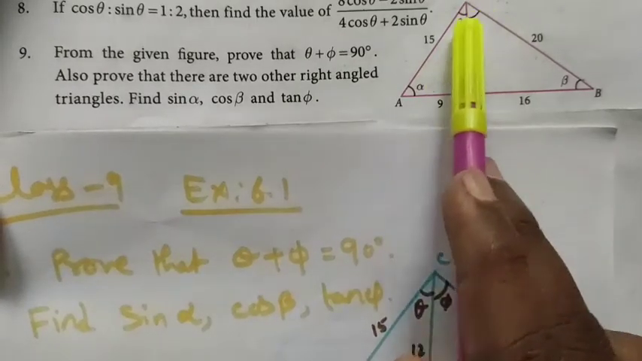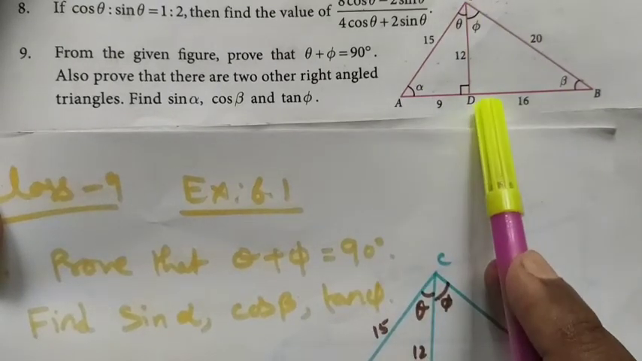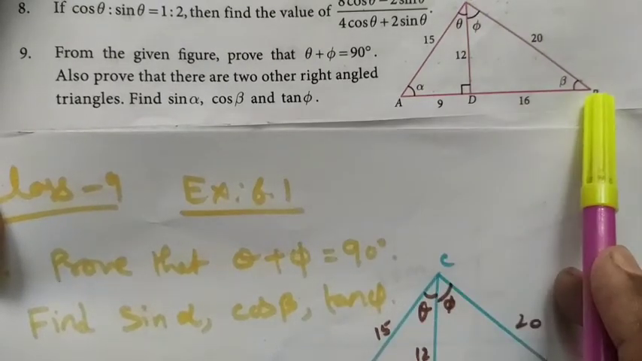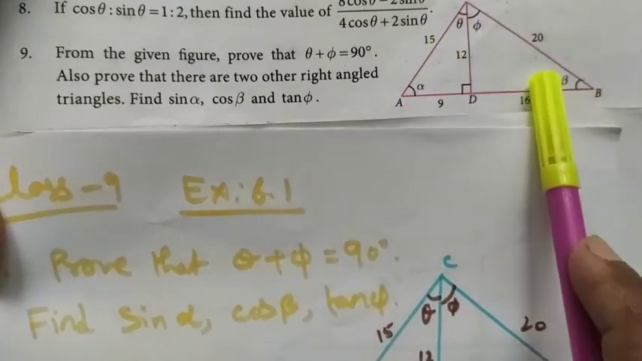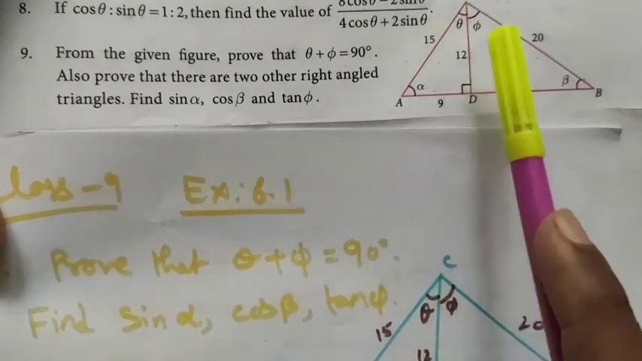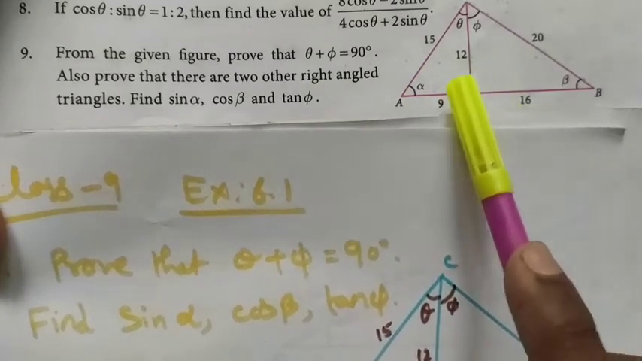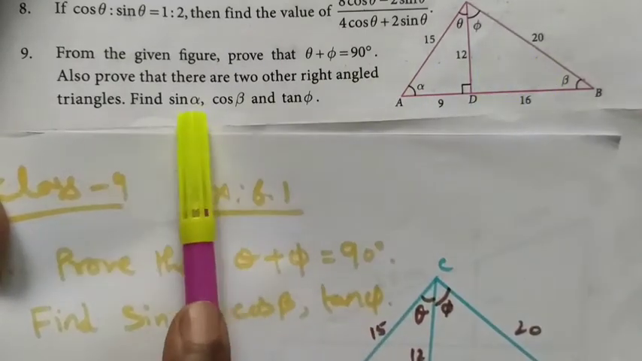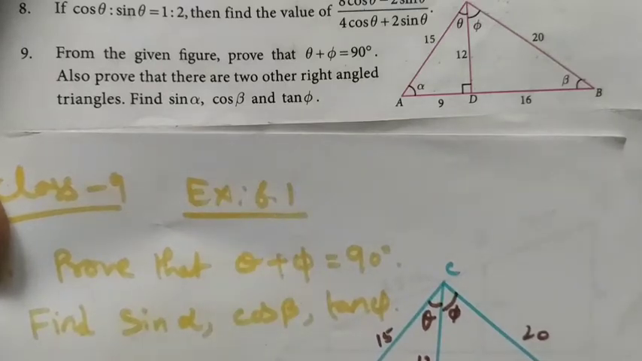So this is the diagram. It is given as ABC, a right angle triangle, and CD is perpendicular to AB. We want to prove that ABC, the biggest triangle, is a right angle triangle, and also that ADC and CDB, these two triangles, are also right angle triangles. And further we have to find sin alpha, cos beta and tan pi.